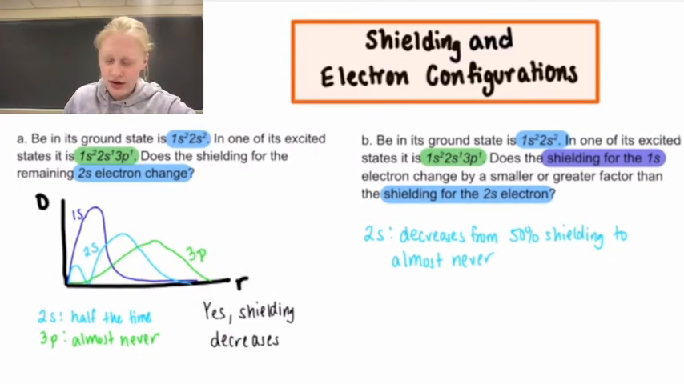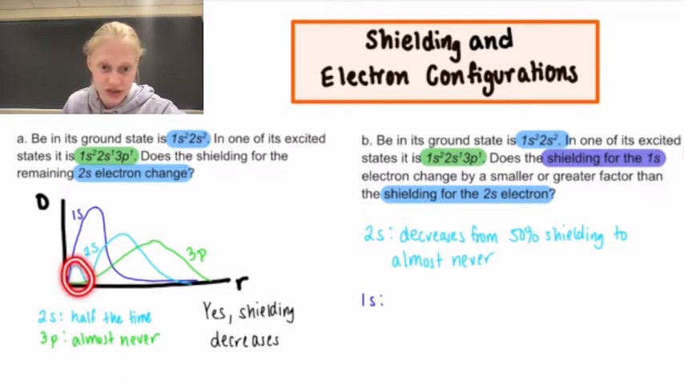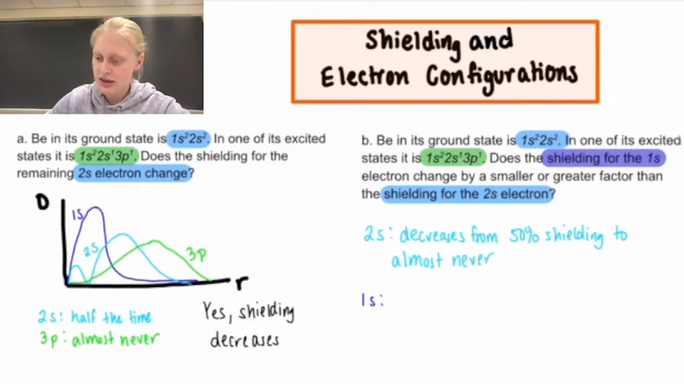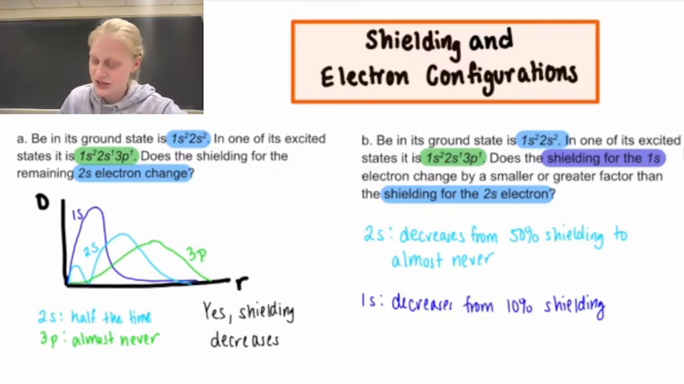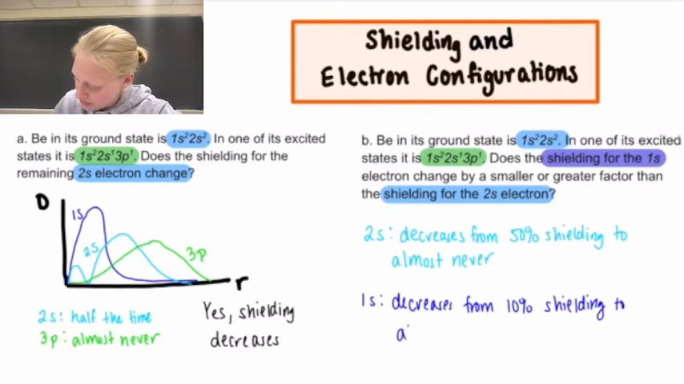Okay, so now let's think about the 1s electron. For the 1s electron, if it's being shielded by a 2s electron, it actually is being shielded a little bit because of this bump on the left. And that's probably being shielded about 10% of the time. But if we compare the 1s to the 3p, the 3p is very far away from the 1s. It's much farther out, so it's almost never going to shield the 1s. For the 1s, it's going to decrease from about 10% shielding to almost never.